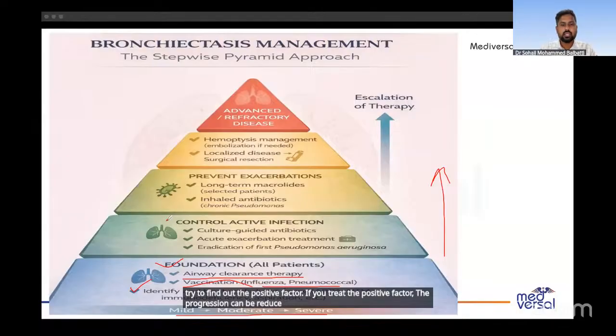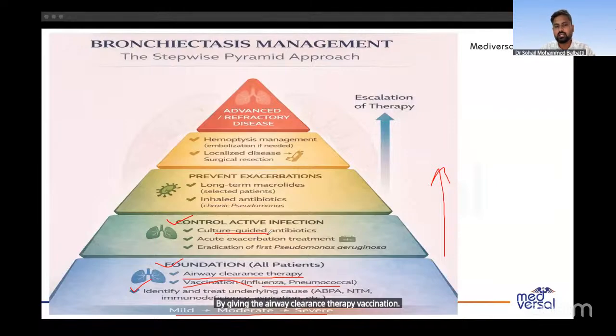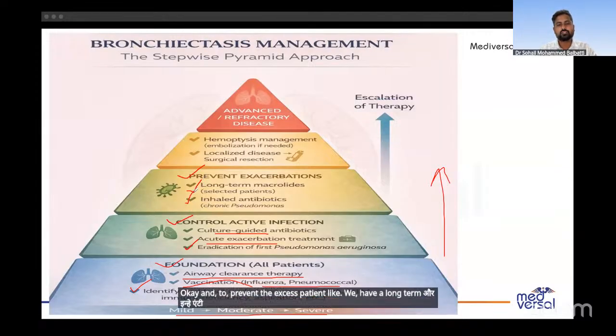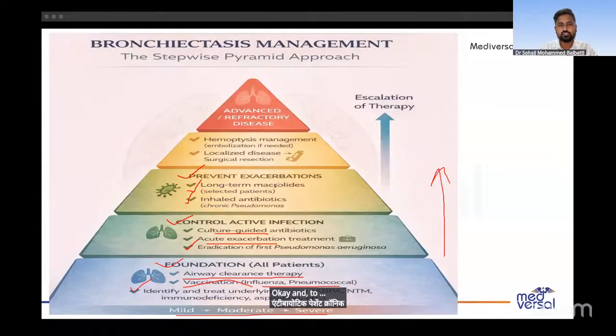Okay. And at the time of active infection, obviously you have to control the active infection either with the help of culture-guided antibiotics or treatment of acute exacerbation, which I'll be discussing in a subsequent slide. And in the first growth of Pseudomonas aeruginosa, always try to eradicate. I'll tell you how to have a Pseudomonas aeruginosa strategy. And to prevent exacerbation, we have a long-term macrolide, which is given in selected patients, or inhaled antibiotics can be given in patients who have chronic Pseudomonas colonization.